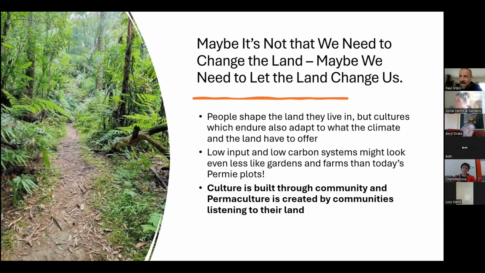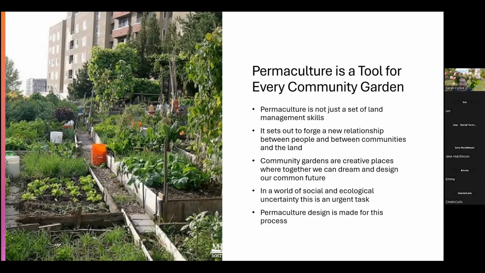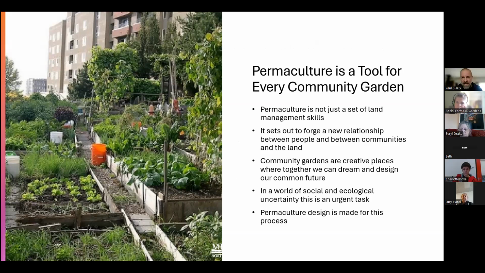But as David Holmgren reminds us, permaculture is a multi-generational journey. So permaculture is a tool for every community garden. Permaculture is not just a set of land management skills. It sets out to forge a new relationship between people, between communities and the land. Community gardens are creative places where together we can dream and design our common future.